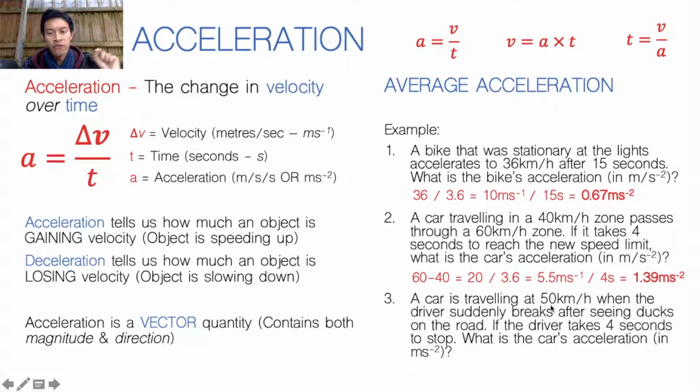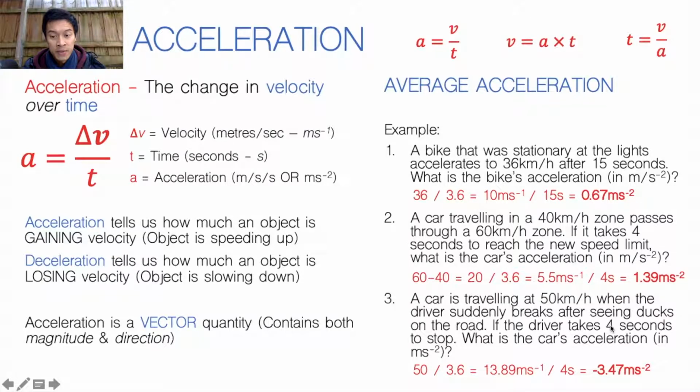A car is traveling at 50 kilometers per hour when the driver suddenly hits the brakes after seeing ducks on the road. If the driver takes 4 seconds to stop, what is the car's acceleration? Okay, now the starting speed is different. It is 50 kilometers per hour, so it's now slowing down because it is trying to brake. Okay, so 50 kilometers per hour, once again, needs to be converted into meters per second, which will give us 13.89 meters per second, right?